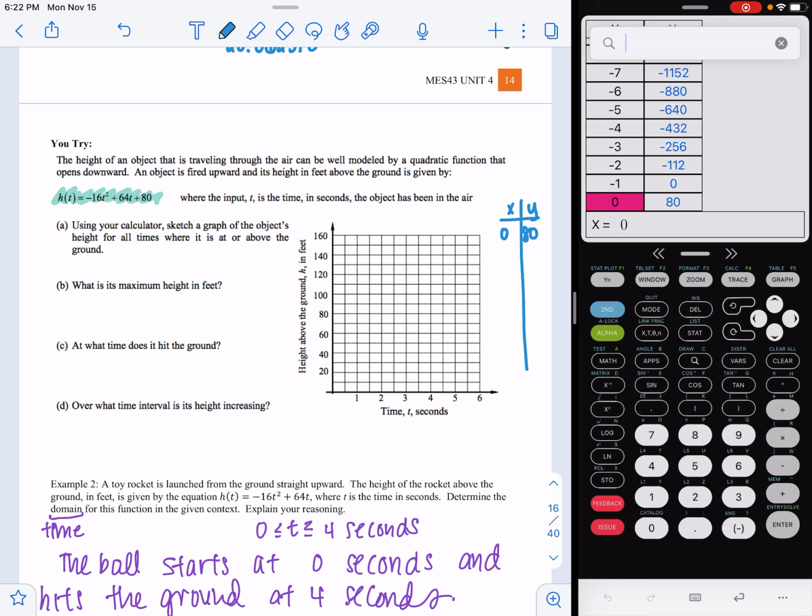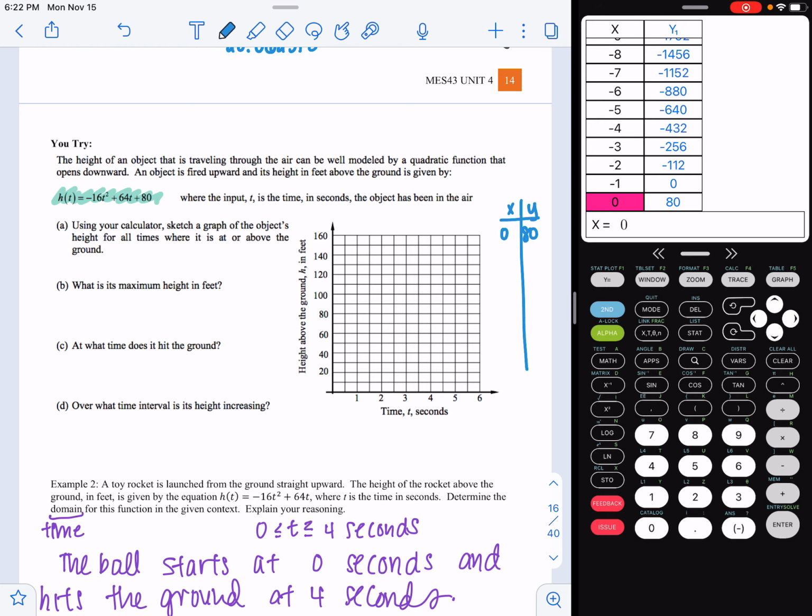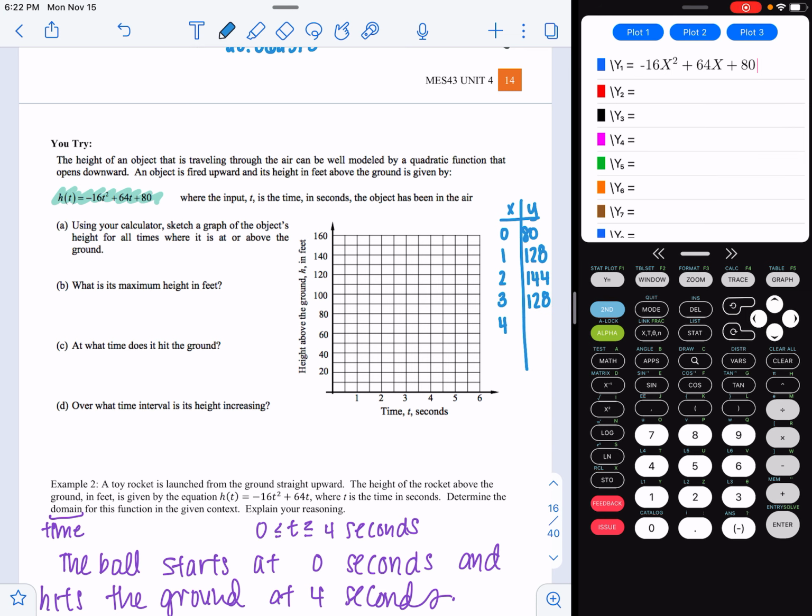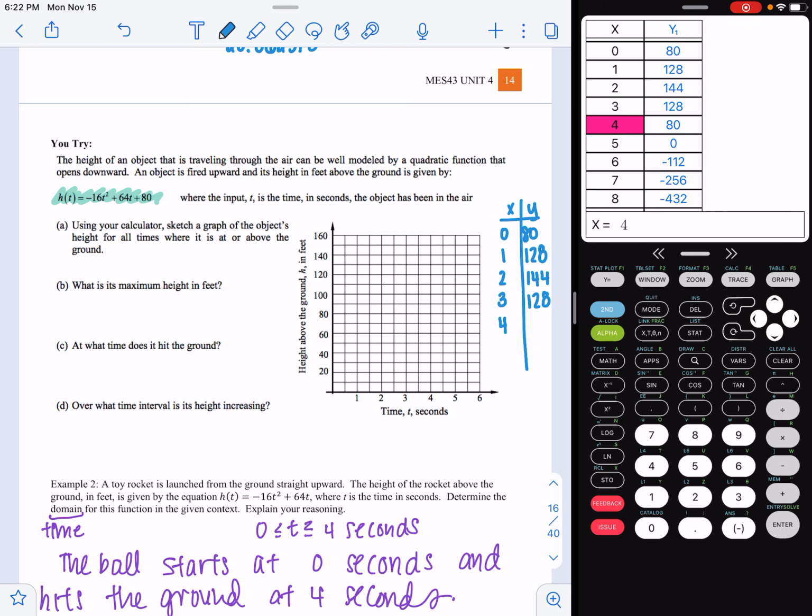So, x, y, 0 is 80. Let's understand what that means. That means at 0 seconds, our object is at 80 feet. At 1 second, our object is at 128 feet. At 2 seconds, our object is at 144 feet. At 3 seconds, our object is at 128 feet. At 4 seconds, our object is at 80 feet. At 5 seconds, our object is at 0 feet. And then look at this next part. At 6 seconds, our object is at negative 112 feet.